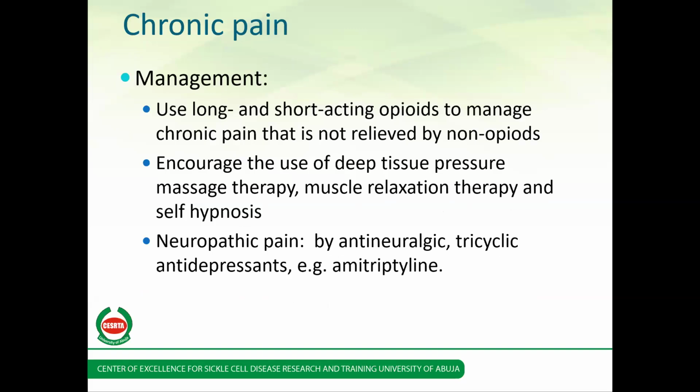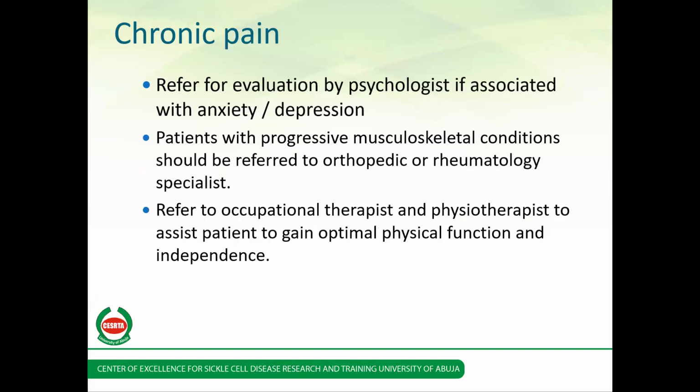And management. Use long and short-acting opiates to manage chronic pain that is not relieved by non-opiates. Encourage the use of deep tissue pressure, massage therapy, muscle relaxation therapy, and self-hypnosis. And for neuropathic pain, use anti-neuralgic tricyclic antidepressants, e.g. amitriptyline. Refer for evaluation by psychologists if associated with anxiety and depression.